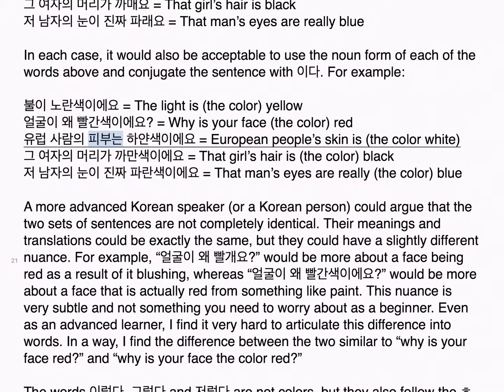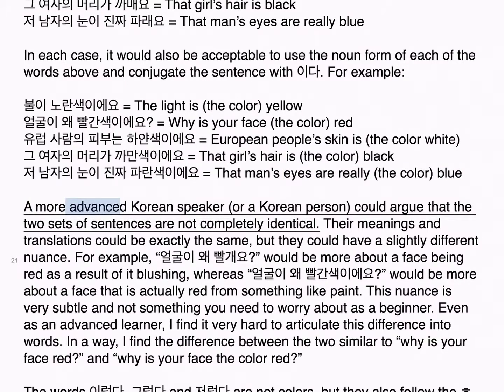유럽 사람의 피부는 하얀색이에요. European people's skin is, the color white. 그 여자의 머리가 까만색이에요. That girl's hair is, the color, black. 저 남자의 눈이 진짜 파란색이에요. That man's eyes are really, the color, blue.